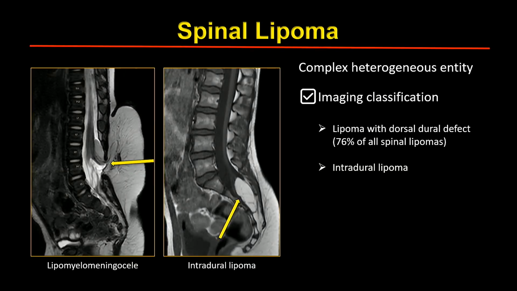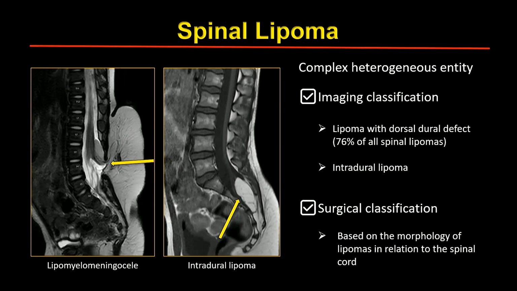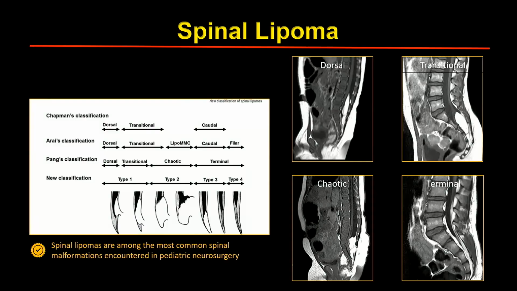The second imaging classification is intradural lipoma, where the lipomatous component is completely confined in the thecal sac or within the dura. Then there's surgical classification. The surgical classification is primarily based on the morphology of the lipoma in relationship to the spinal cord. Now, I don't want you to pay attention, just want to show that there are multiple classification systems.